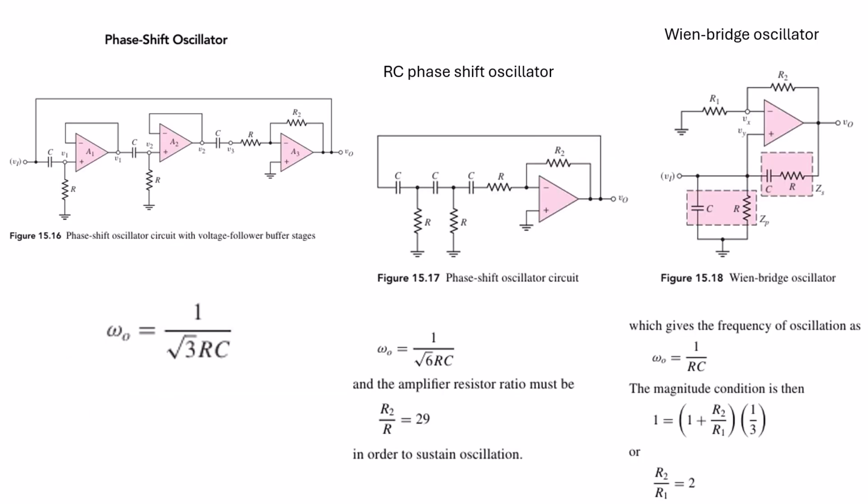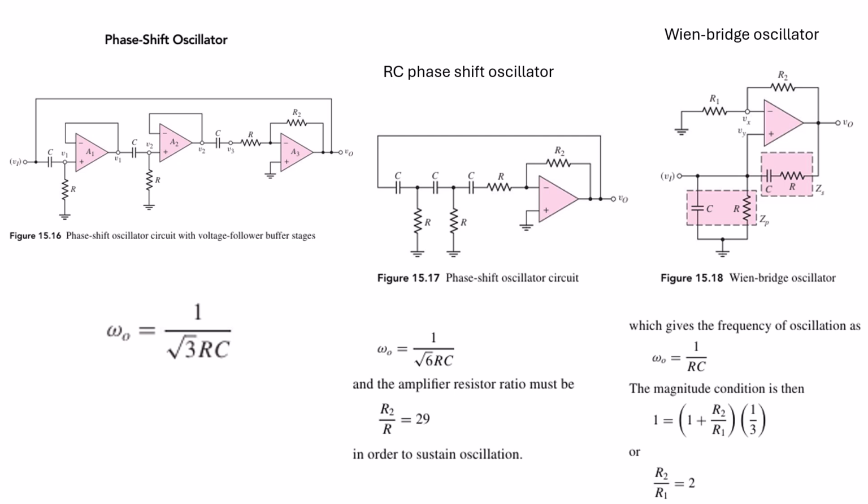Now some more examples of oscillators. First is the phase shift oscillator. Here you can see the circuit. It contains 60 plus 60 plus 60 phase shift, that is 180, and since we are always using the inverting amplifier, it will always have another 180. So totally the phase difference will be 360, meaning no phase. The frequency will be omega naught equal to 1 by square root of 3 RC. So this will be the frequency of this particular phase shift oscillator.